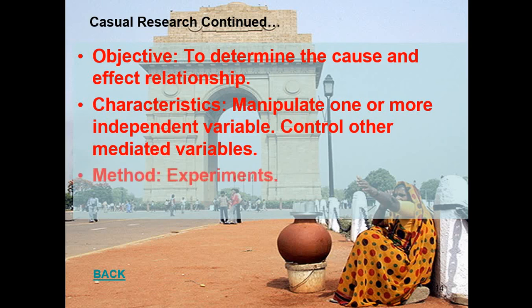So this characteristic is very important. And the method of attaining this type of relationship is through experiments, because we require live data. We require data from the actual field to establish this type of relationship. So these are the highlights of causal research.